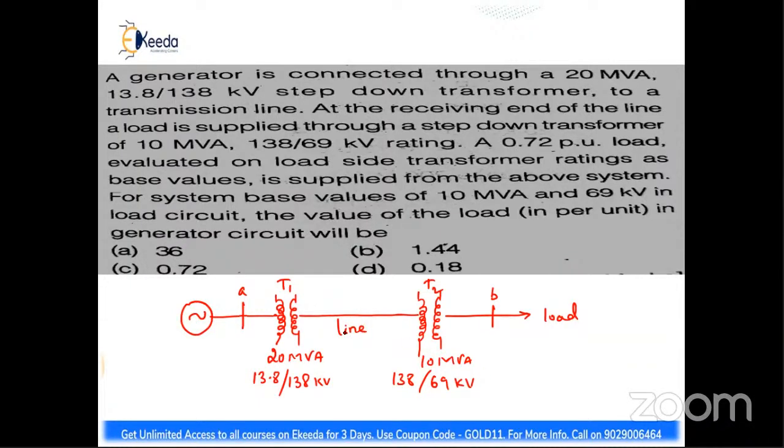Okay. Now he's telling that a 0.72 pu load evaluated on load side transformer ratings as base values. This is our load side transformer. The ratings as base values is supplied from the above system. For system base values of 10 MVA, and what is the system base value? The total system base value is 10 MVA and 69 kV in the load circuit. The load circuit values are given, and we have to find out the base values at the generator circuit.